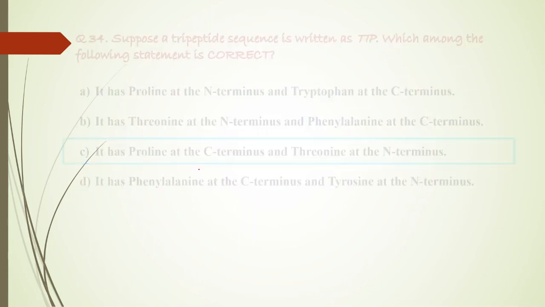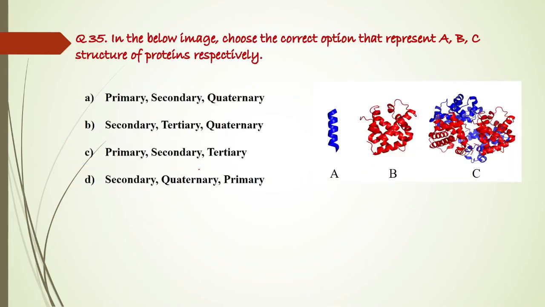So I will just show you the next question. This is also a very easy question. I will show you the answer immediately. It states, in the image below, choose the correct option that represents the A, B, C structures of proteins respectively. So these are the three structures of proteins that are shown here. What kind of structures are they? That is the question.